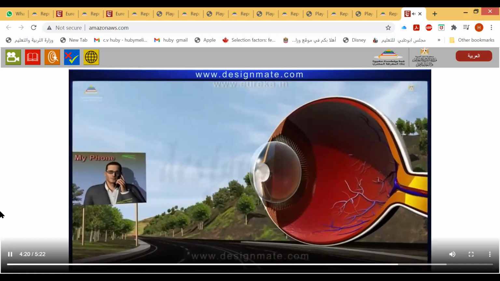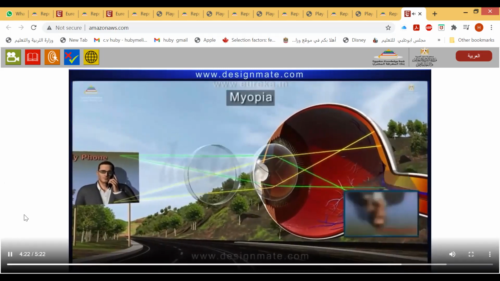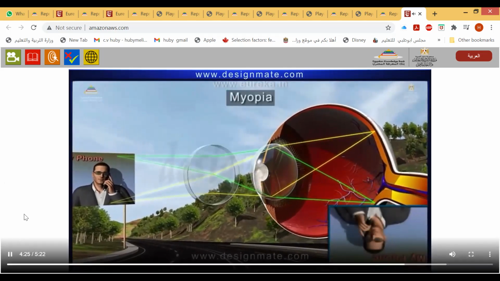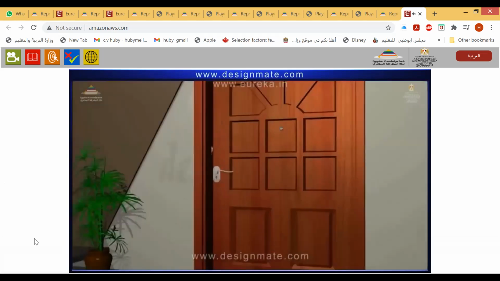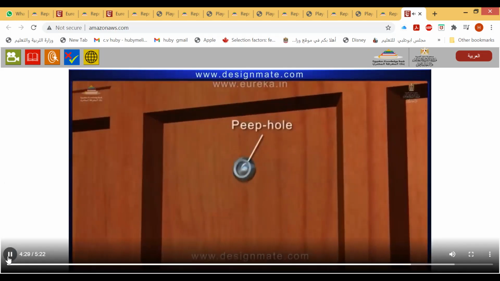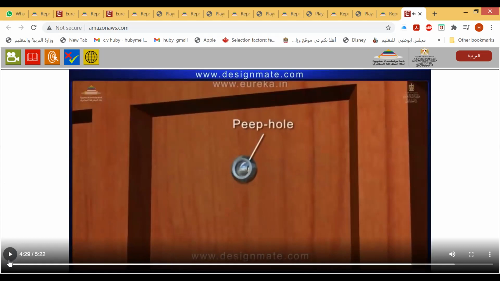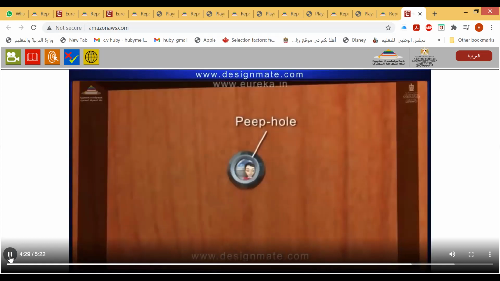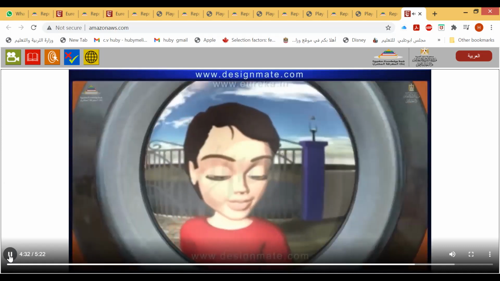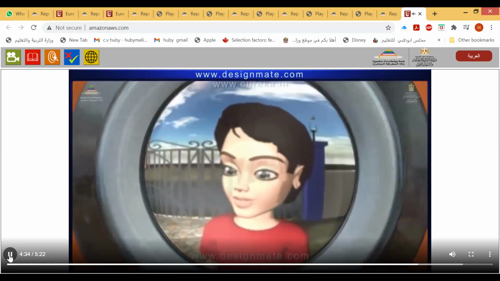The concave lenses are used to correct short-sightedness in people suffering from myopia. A concave lens is also used in the peephole. Myopia means shortness, short-sighted. Holes of doors use it to get a minimized image of the person on the other side of the door.